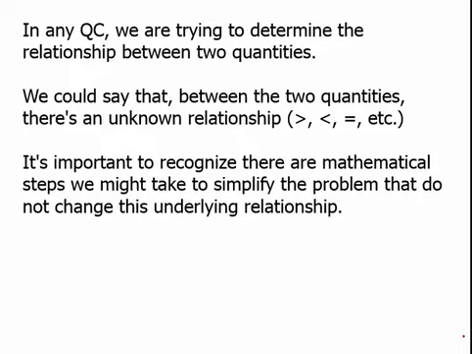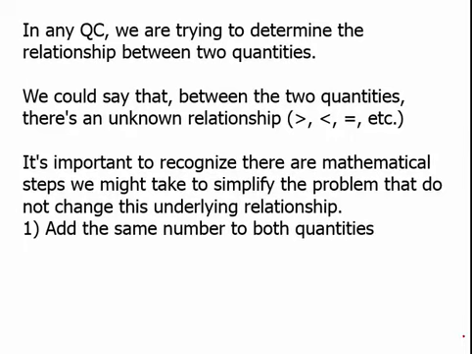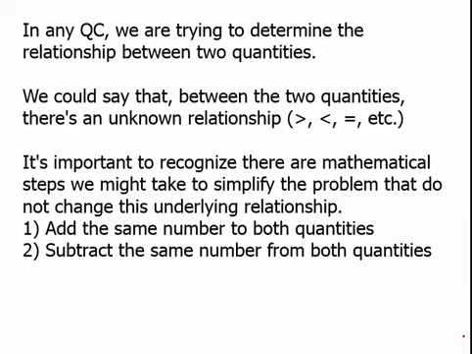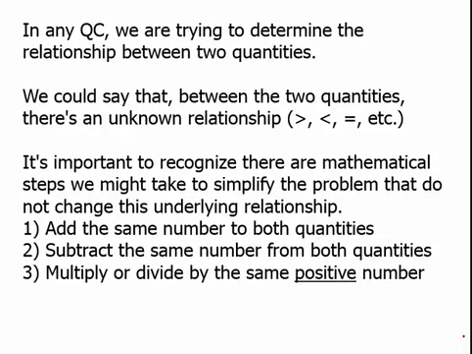It's important to recognize there are mathematical steps we might take to simplify the problem that do not change this underlying relationship at all. We could add the same number to both quantities. We could add a positive or negative number to both quantities. We could subtract the same number from both quantities, or we could multiply or divide both quantities by the same positive number. Very important: we can't multiply or divide by a negative, but we can multiply or divide by any positive number.